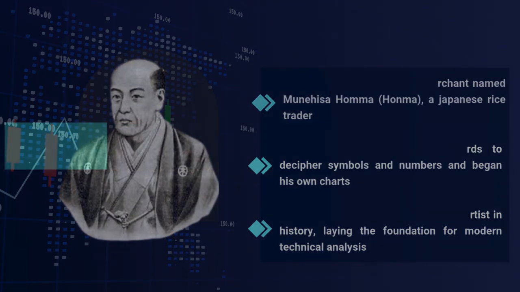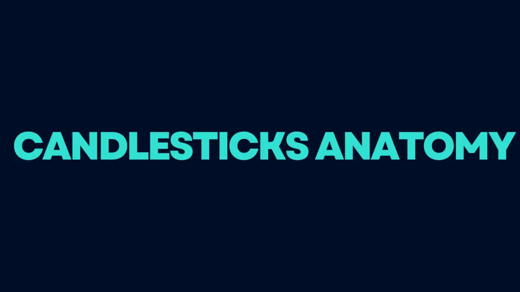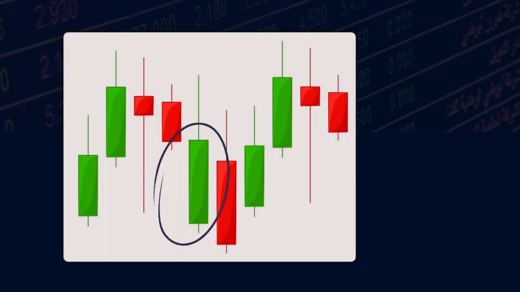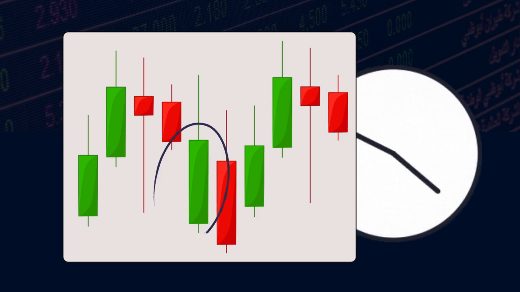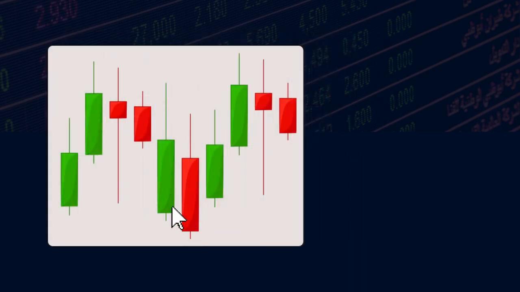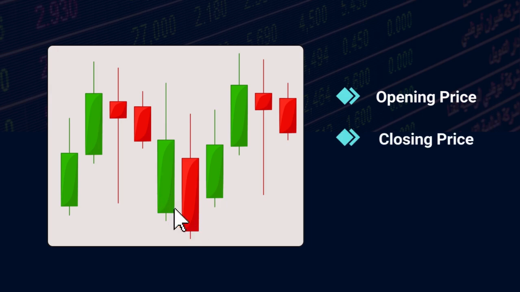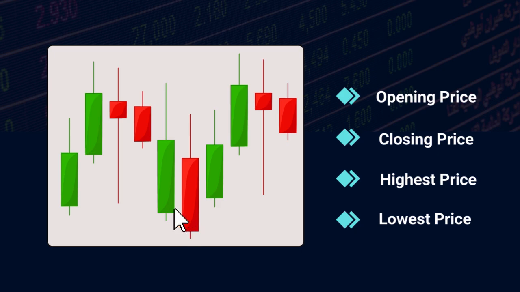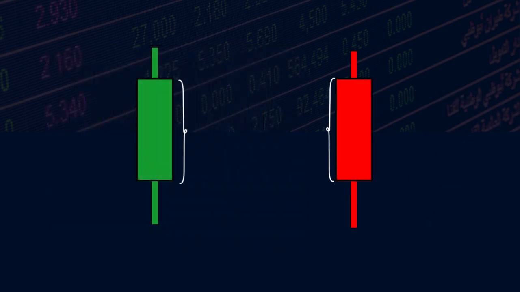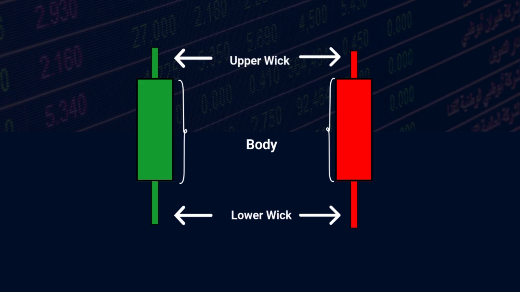Let's break down the structure of a candlestick and understand what each part represents. A candlestick is a single bar in a chart representing price movement for a specific time frame, like a day or an hour. Each candlestick provides four critical pieces of information: the opening price where trading started, the closing price where it ended, the highest price, and the lowest price during that period. The main rectangle in the candlestick, called the body or real body, represents the range between the opening and closing prices. Extending from the body are lines called wicks, shadows, or tails, which show the highest and lowest price points during that period.